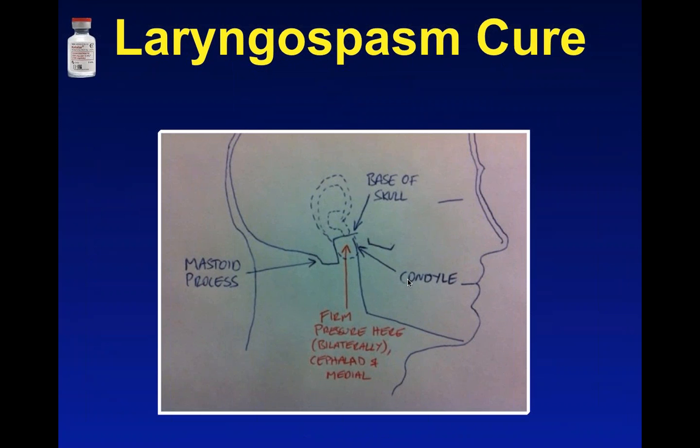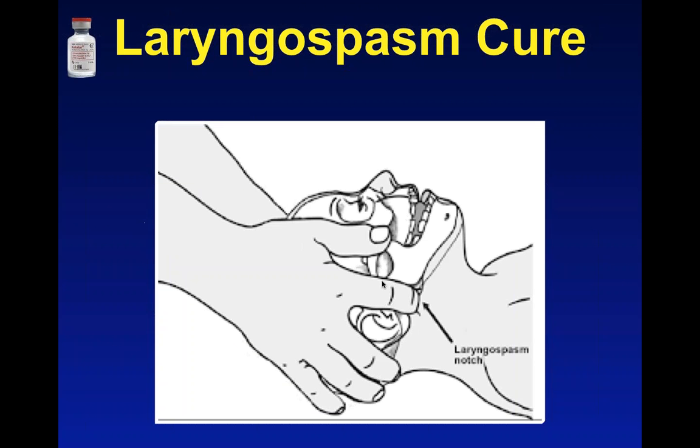A little side note on laryngospasm with ketamine is the Larson's maneuver. There's a notch right at the base of your skull. If you put your finger at the base of your skull, the back of your finger is the mastoid process, and anteriorly will be your condyle. If you put 2 fingers, one on each side, and push together, the jaw will move forward, and that takes care of laryngospasm secondary to ketamine. I've seen that work several times.